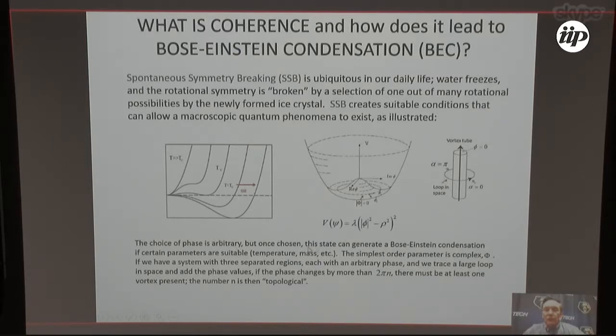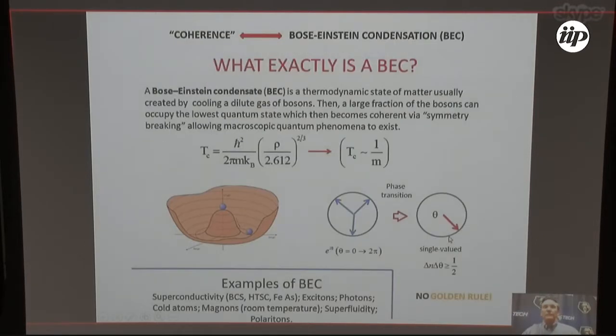The idea then is that once you've chosen that, you can generate a condensate if you have proper parameters, temperature, mass, etc. And the order parameter is complex. And so there can be separated regions. And if they're separated regions with a different phase, they can interact. And if they do, sometimes they can join together, and you can get a total transition of 2 pi with some sort of an M, which the M is going to be topological. Very similar to the Meissner effect in a superconductor, when you can actually wind around depending on what the field looks like. So what exactly is it?